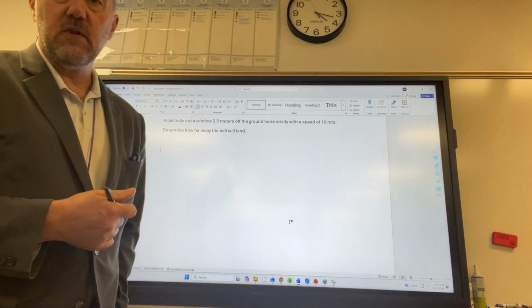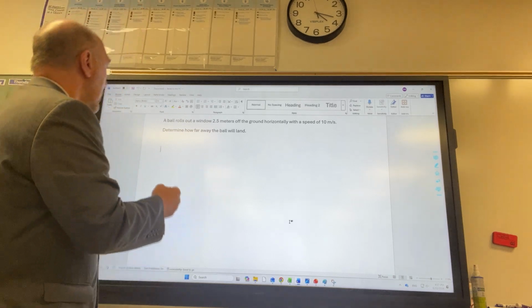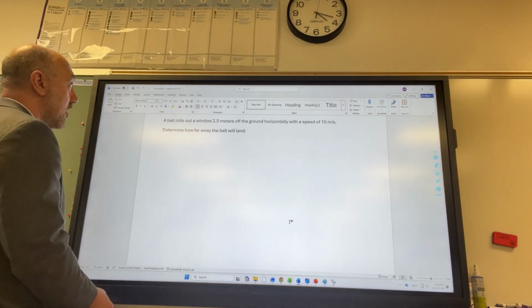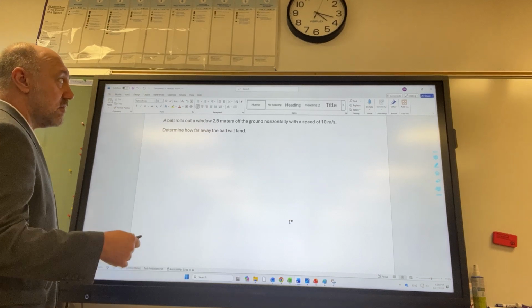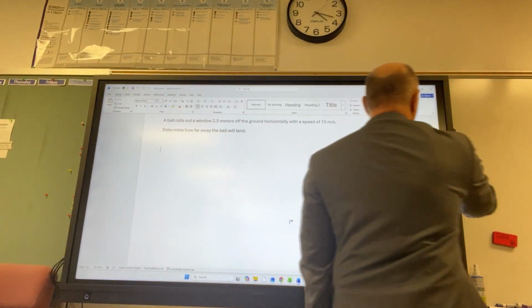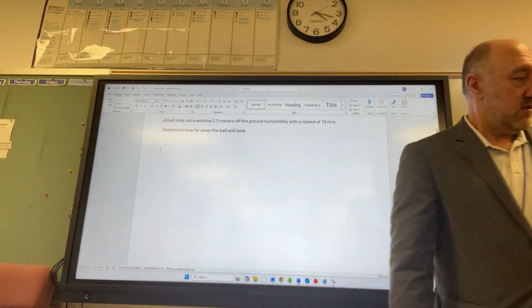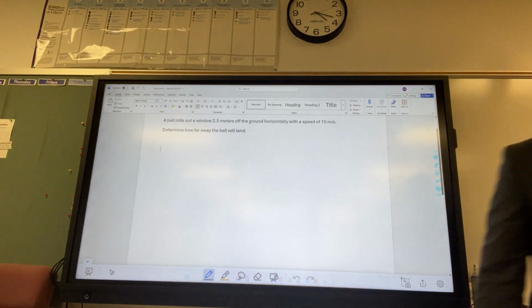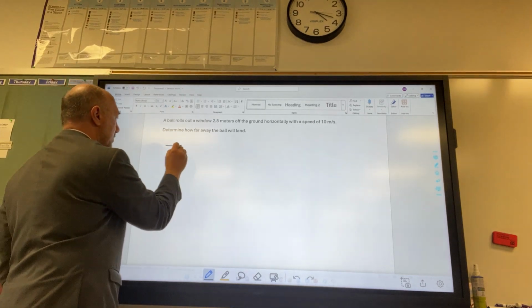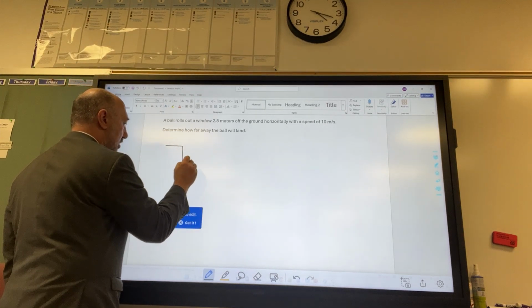This is going to be an example of projectile motion. The ball rolls out a window 2.5 meters off the ground horizontally with a speed of 10 meters per second. See how fast we can do this. We're going to draw a picture. So here's the ball getting shot out the window.